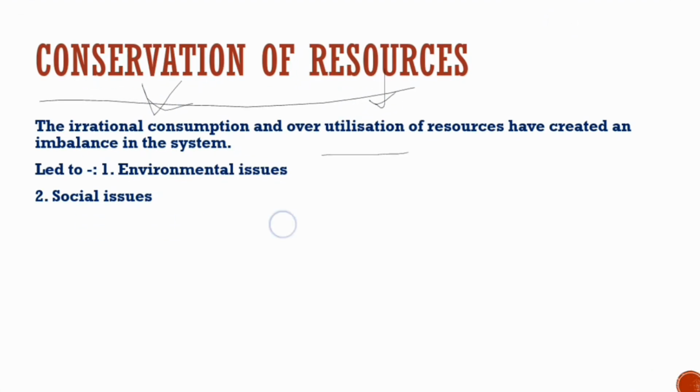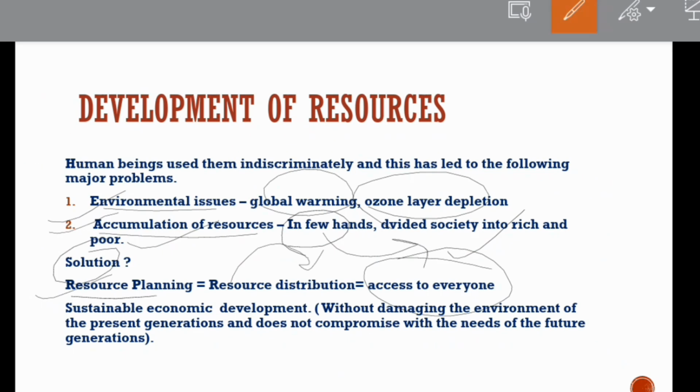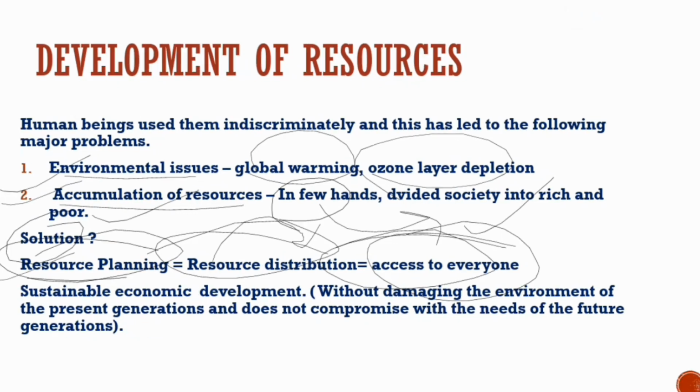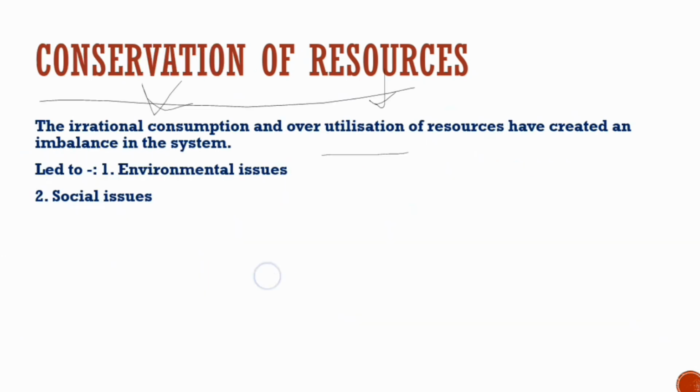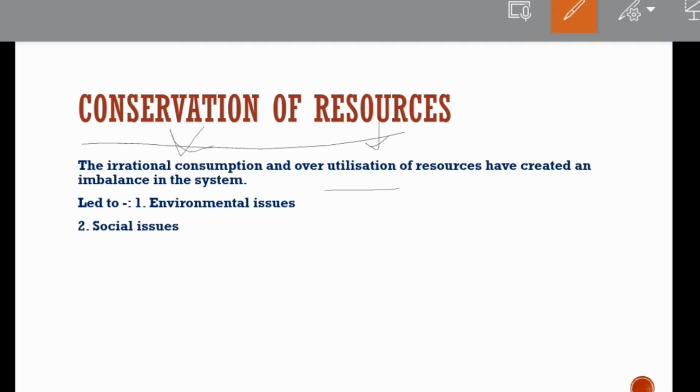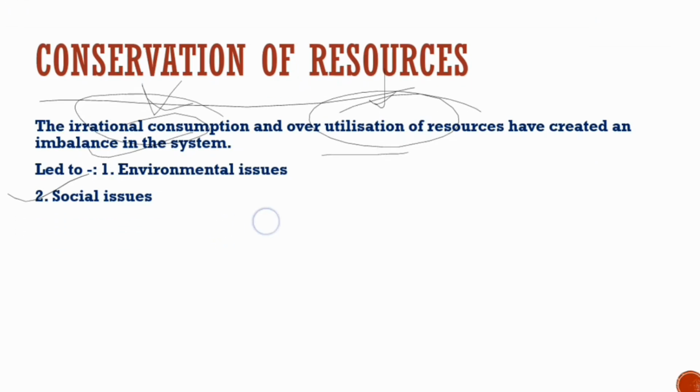So what we need to do, as I've told you, is resource planning and resource distribution, so that it is accessible to everyone and is not concentrated in the hands of a few people, and then there will be no rich and poor. Irrational consumption and utilization of resources has led to environmental issues such as global warming, climate change and ozone layer depletion, and social issues, for example poverty and unemployment, because resources are not properly available to everybody.